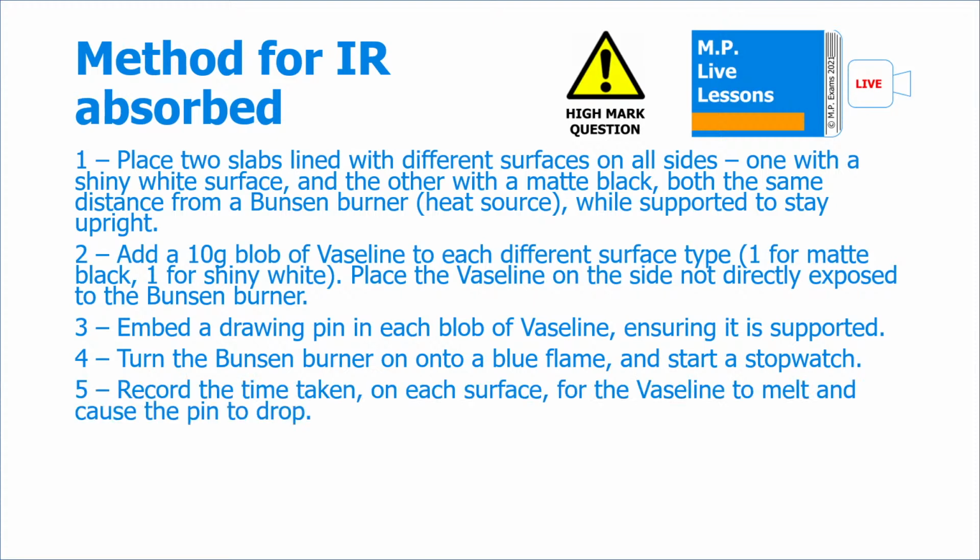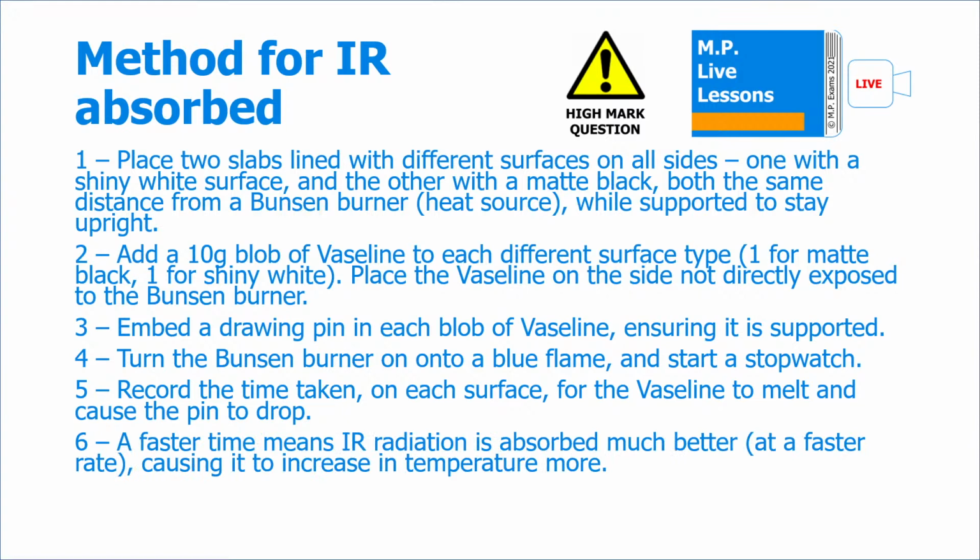Now, you record the time taken, without stopping the stopwatch, on each surface for the Vaseline to melt and cause the pin to drop. As in, let's say it takes 2 minutes for the Vaseline to melt and let the pin drop on the matte black surface, and it takes a bit longer on the shiny white surface. Now, a faster time means more IR or infrared radiation is absorbed, so it absorbs much better at a faster rate, so it causes it to increase in temperature, it causes the Vaseline to melt much faster.